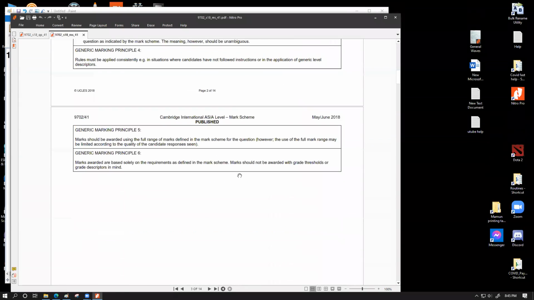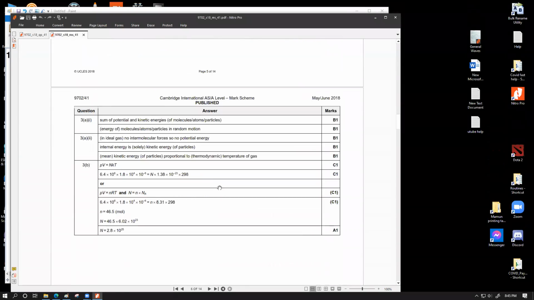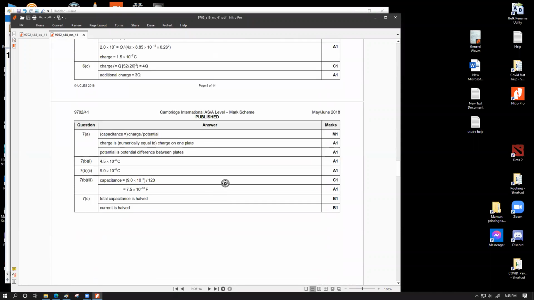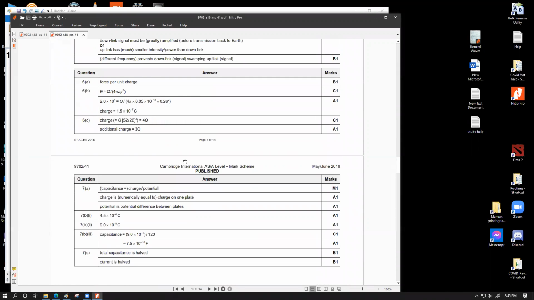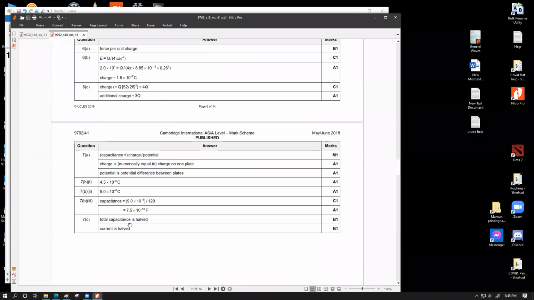Here is the answer. Total capacitance is half, current is half. Yeah, basically that. Anything else, anyone?